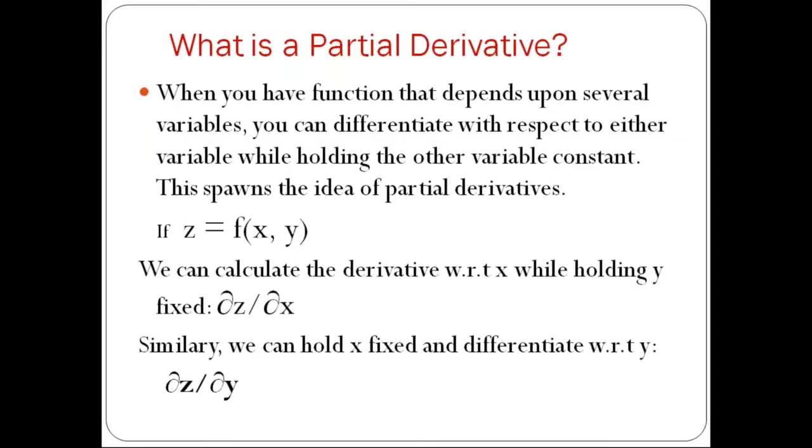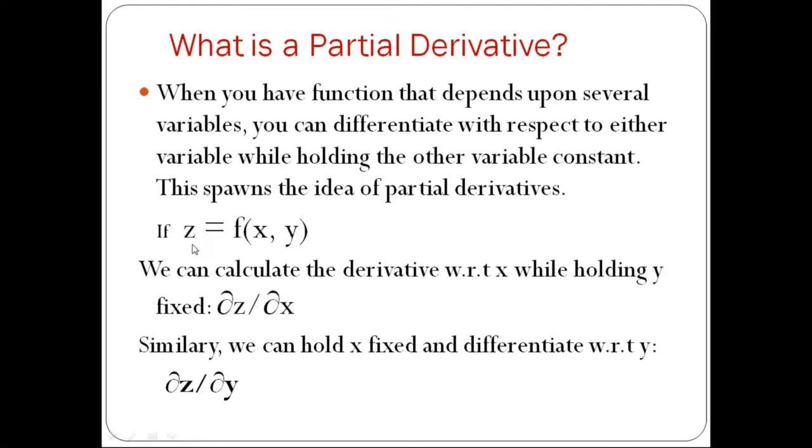Now, before starting partial differential equations, you must know the meaning of a partial derivative. When you have a function that depends upon several variables, you can differentiate with respect to either variable. What I want to say is, if you have any function of x, y, z, t, we can differentiate with respect to a single variable while keeping the other variables constant. For example, if z is a function of x and y, meaning z depends upon x and y, then x and y are the independent variables. Now I can differentiate z with respect to x as well as with respect to y.